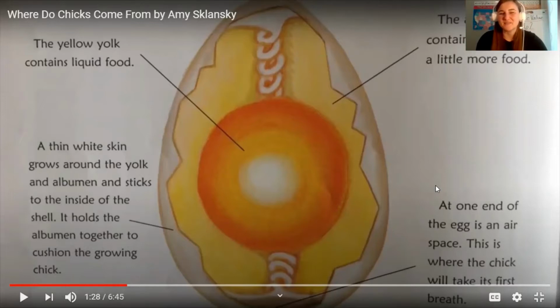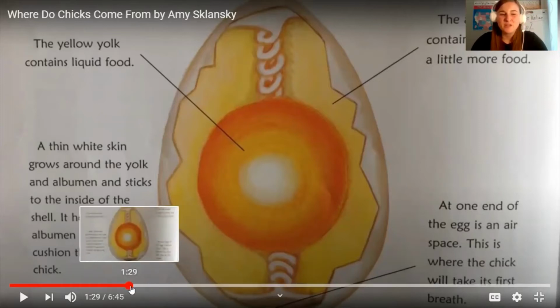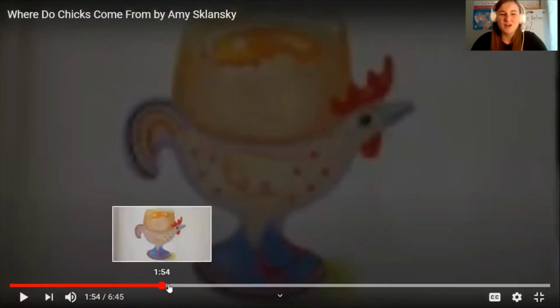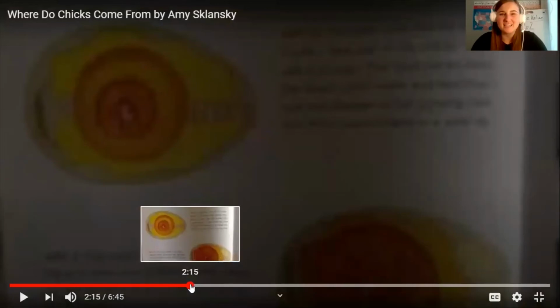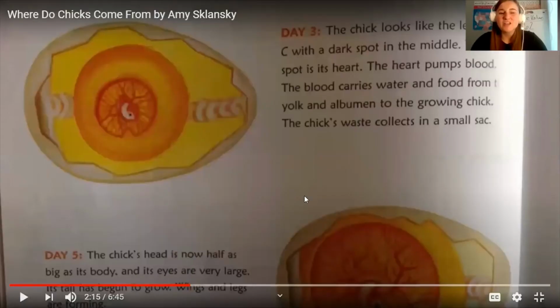Okay, awesome. Second grade, I want to show you what you're going to be doing on Class Kick today. You are going to be looking at this page and you are going to be explaining what is happening on day 3 or day 5. So you get to choose, and then on Class Kick, you're going to explain to me what is happening on the 3rd or 5th day of a chick's development. Okay, awesome.